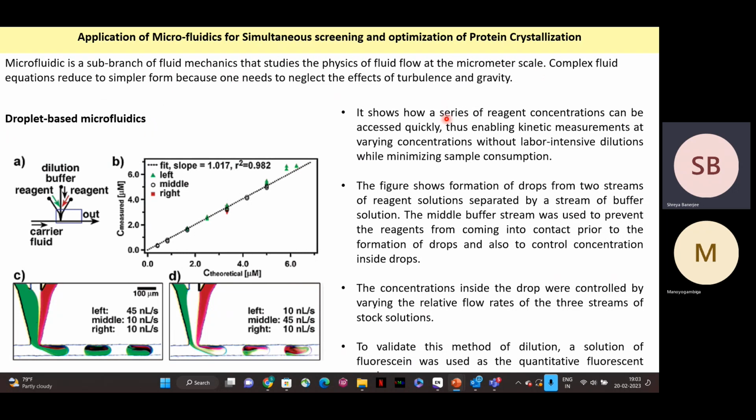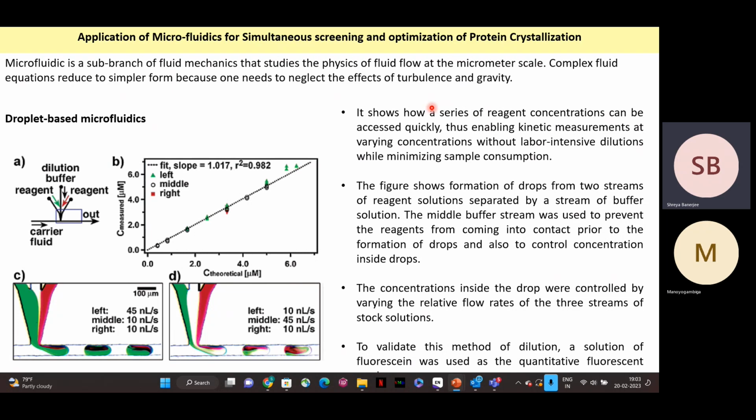What happens is that when we need to access a series of reagent concentrations very rapidly so that kinetic measurements can be done at these concentrations without labor-intensive dilutions and using minimum sample, then the droplet-based microfluidics is used. Because if you just create solutions of different concentrations, firstly, you will need a lot of the sample and you will need a lot of time.